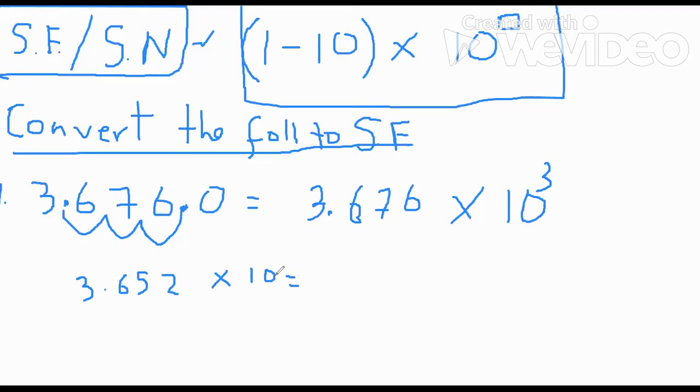Is it because you have 1 zero? The decimal point is going to move 1 place to the right. So I get 36.52. Yes, go ahead. 36.5.